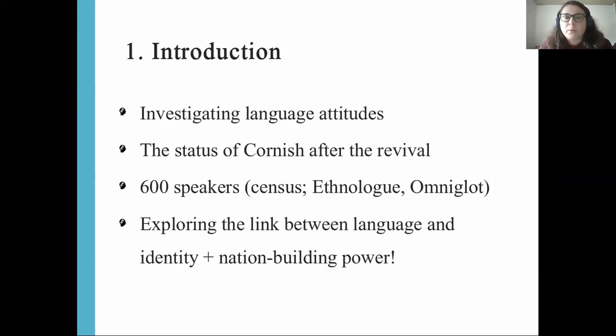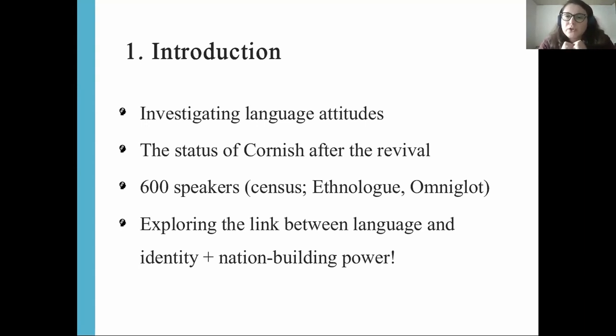So what are language attitudes? They're really psychological constructs that are hard to pin down. But what they basically boil down to is how people think, feel, and act towards a certain phenomenon. In this case, how they think, feel, and act towards Cornish.